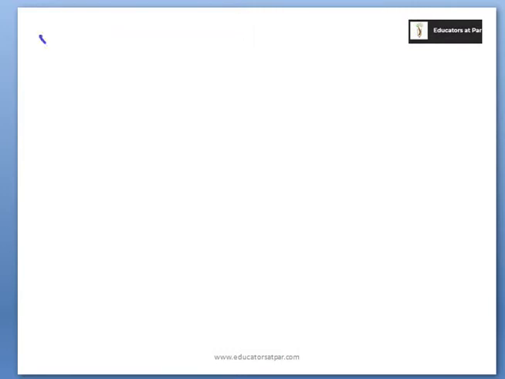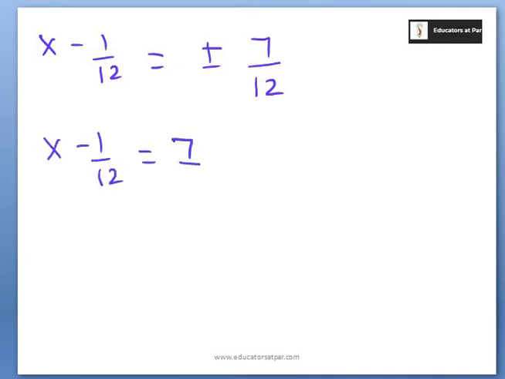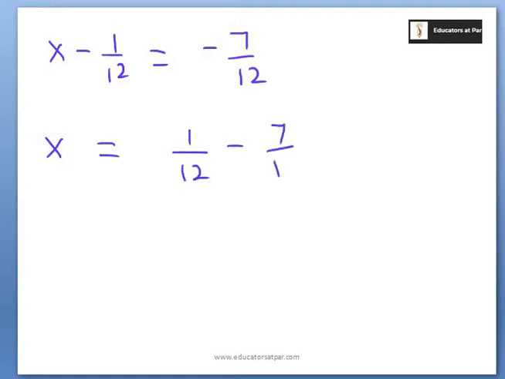x minus 1 by 12 equals plus or minus 7 by 12. Let's separate them. x minus 1 by 12 equals 7 by 12, or x minus 1 by 12 equals negative 7 by 12. Taking x minus 1 by 12 equal to negative 7 by 12, when you take the 1 by 12 to the other side, it becomes positive. The denominators are the same, so you solve the numerator.